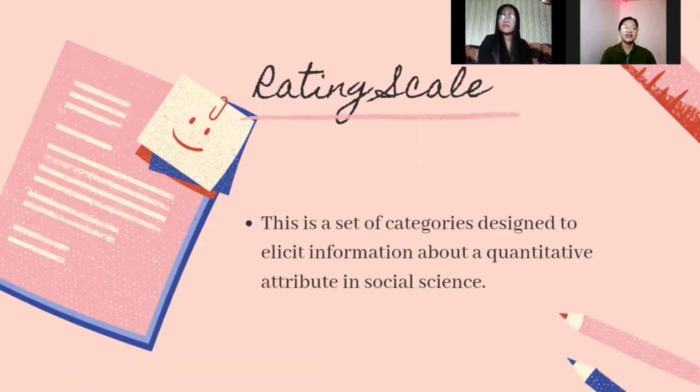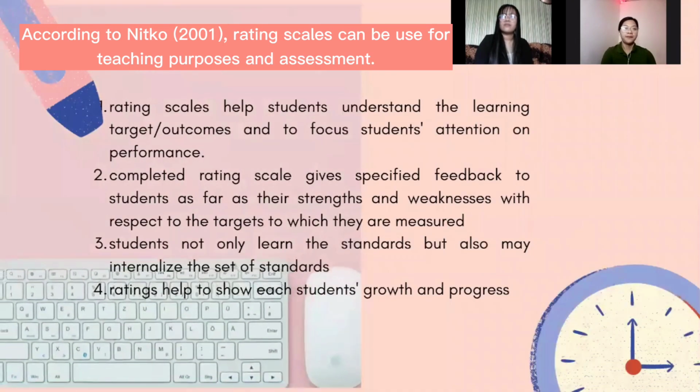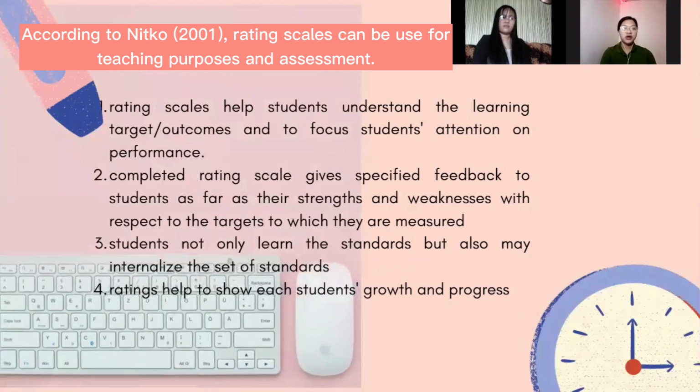Next is the rating scale. A rating scale is a set of categories designed to elicit information about a quantitative attribute in social science. According to Nitko 2001, rating scales can be used for teaching purposes and assessment.